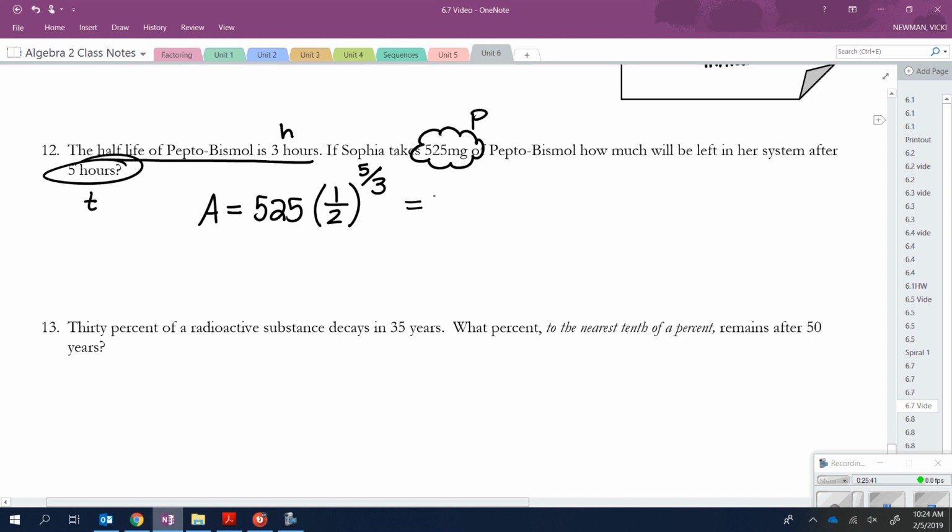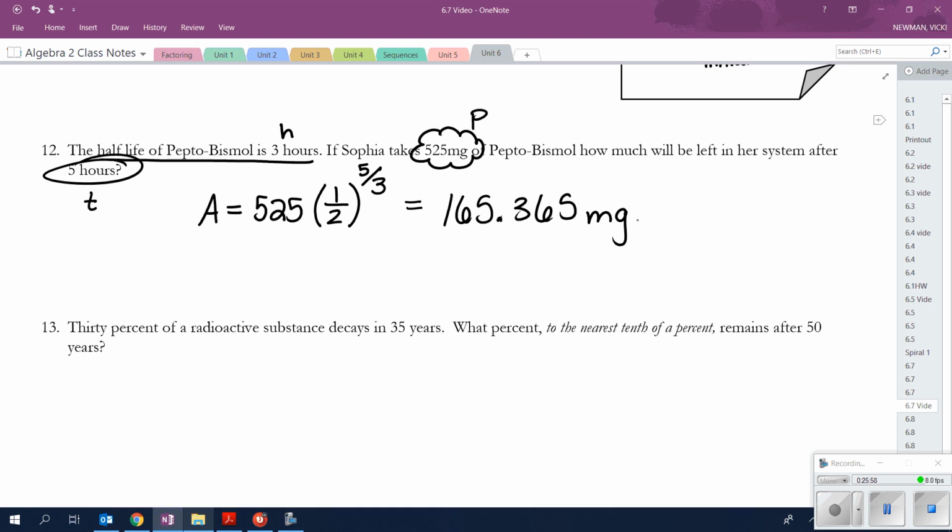Calculator. 165.365. Okay? You'll never look at medication the same again. It's like when you take Advil for a headache, and they say every 4 hours, right? Because then it starts to wear off. It's because of the half-life. Whoa, right, whoa. Okay.